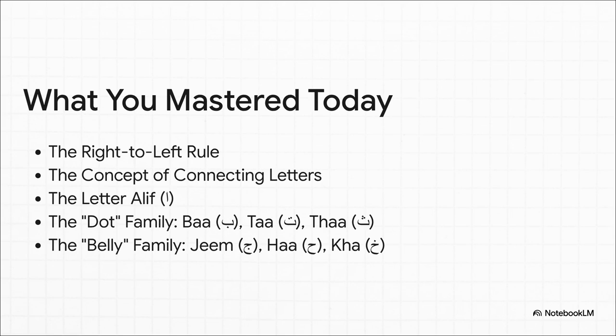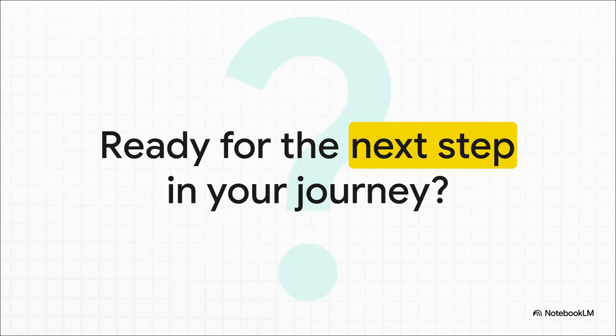So to recap, you now get the whole right to left thing, you understand the core idea of connecting letters, you've totally mastered Alif and its special non-connecting role, and, most importantly, you learned 2 entire families of letters, the dot family and the belly family, using a simple and really effective pattern. This is how you learn smart, not hard. You've built up some amazing momentum today. The foundation is solid, the patterns are becoming clear, and the path forward is right there in front of you. So the only question left is, are you ready to keep going?